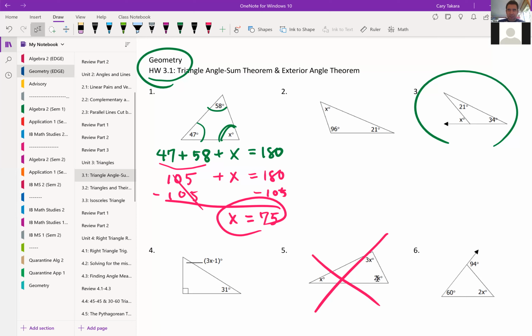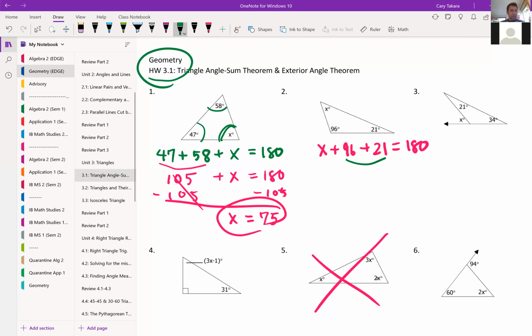Again, I hope you were able to set it up. X plus 96 plus 21. If you add all the interior angles, they are equal to 180. Were you able to set up an equation? That's the most important part. Because if you don't have the setup correct, no matter what you do, even if you solve it correctly, your answer is going to be wrong.